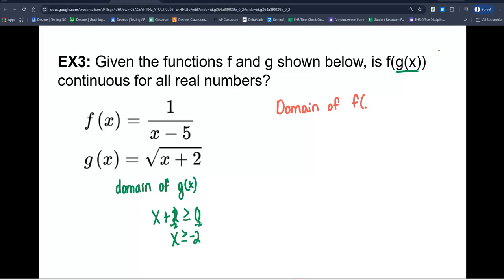of f of g of x. So we need to find f of g of x, which is where we take g and we plug it in for our x. So that's going to look like this, 1 over the square root of x plus 2 minus 5. Now, we already considered the square root, right? We thought about that one already, and we know x has to be greater than or equal to -2. What else cannot be true with this composite function here?